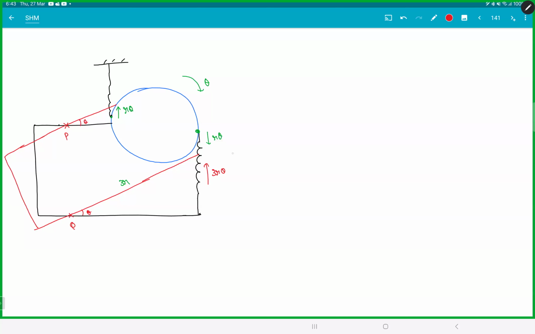That means the spring on the right hand side got compressed from both sides. This is a compression because the rod moved. The r theta is because the disk moved. So the right hand spring got compressed by 4r theta. Is the picture clear? And this upper spring got compressed by only r theta. Now what?